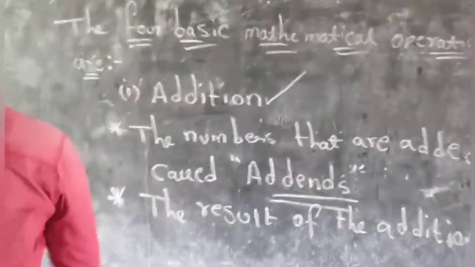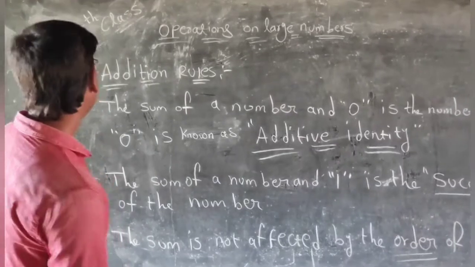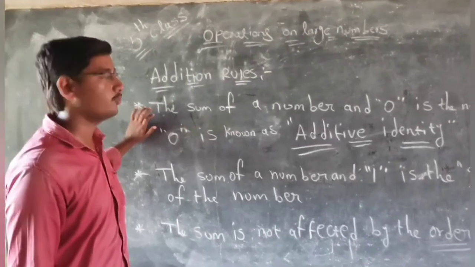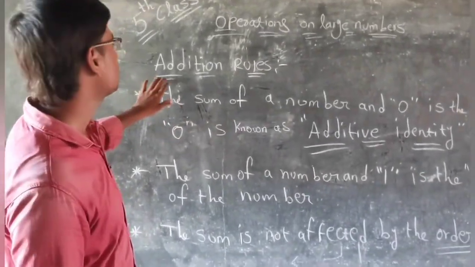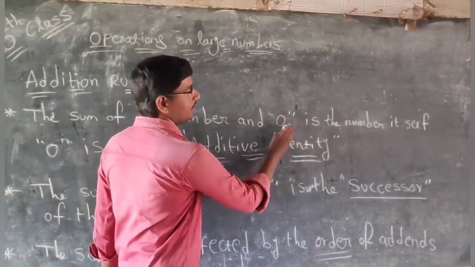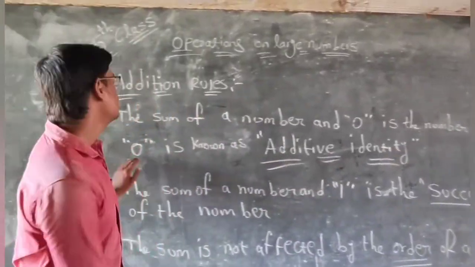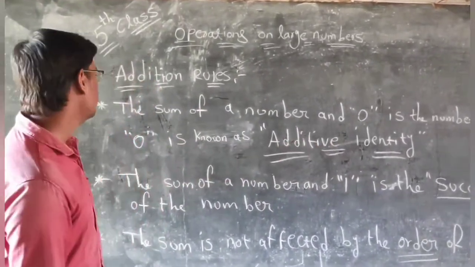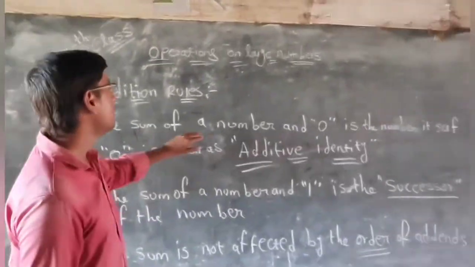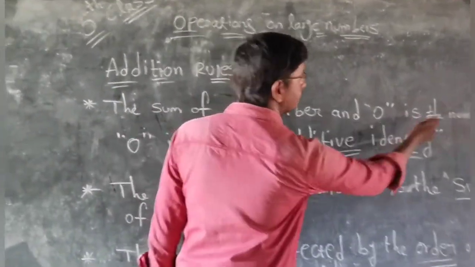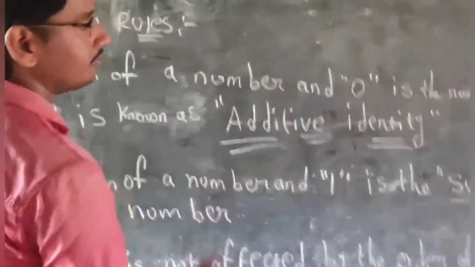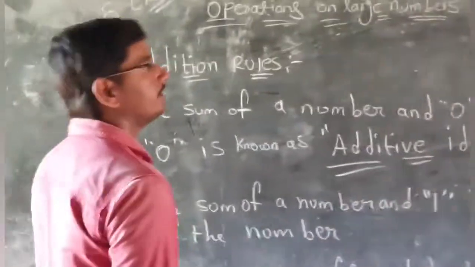Okay students, today we learn deeply about the addition topic only. The basic properties of addition: the sum of a number and 0 is the number itself. 0 is known as the additive identity. Understand the definition and the property. The result is the number itself, and 0 is the additive identity.